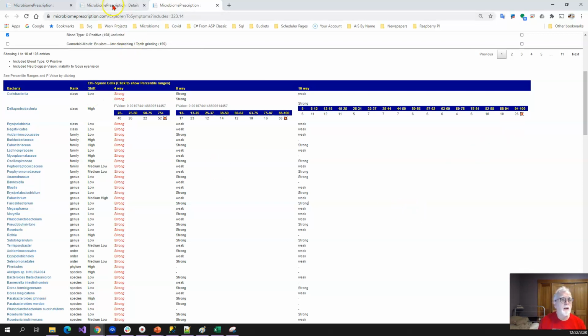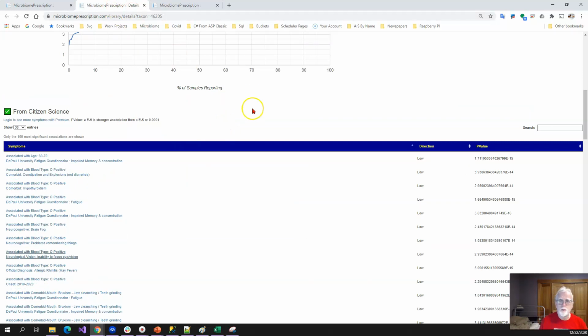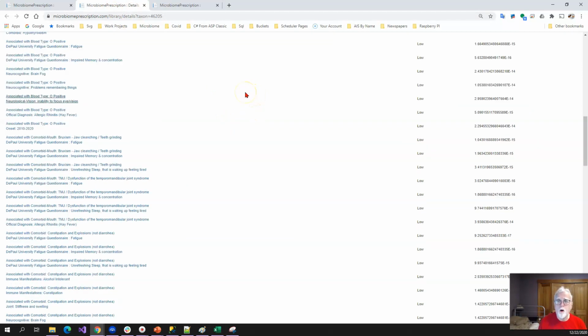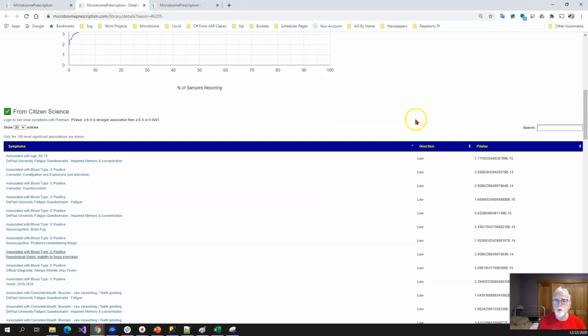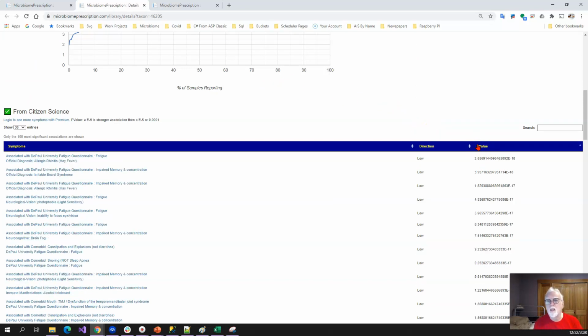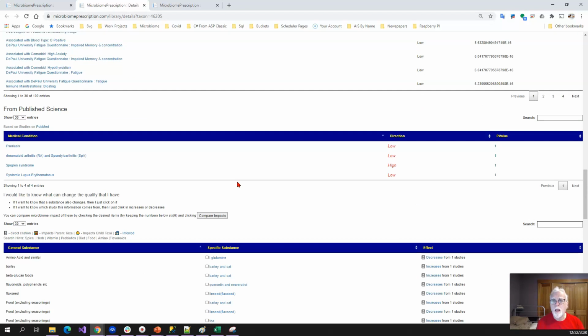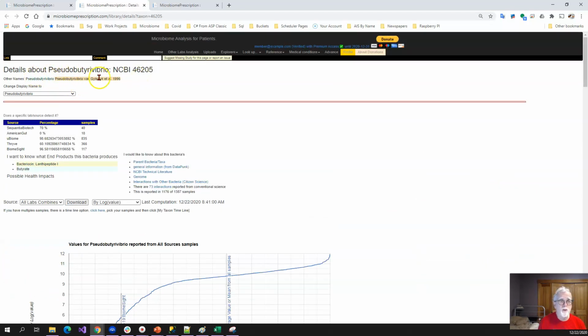So that's there. Okay, now let's hop back. So that's from citizen science, and all those are listed there. This table is nicely sortable, so you can click the p-value here, so you can have the one which has the strongest relationship first, and then go down from there. And we have 100 relationships with some statistical significance. So we have all sorts of things connected with this particular bacteria. And we see also what it produces.